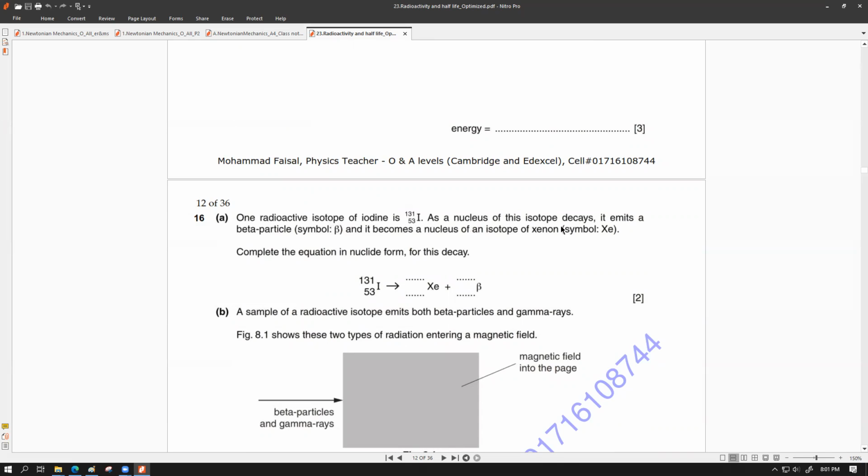As the nucleus of this isotope decays, it emits a beta particle, symbol beta, and it becomes a nucleus of an isotope of xenon, symbol Xe. Complete the equation in nuclide form for this decay.